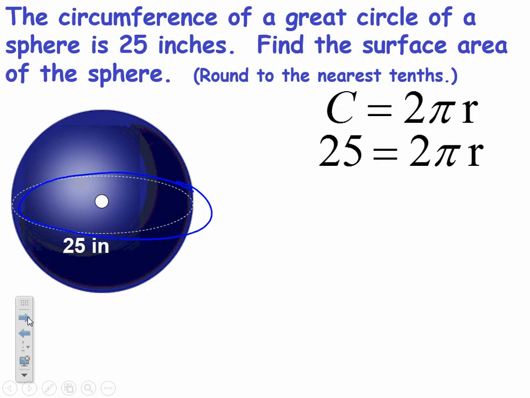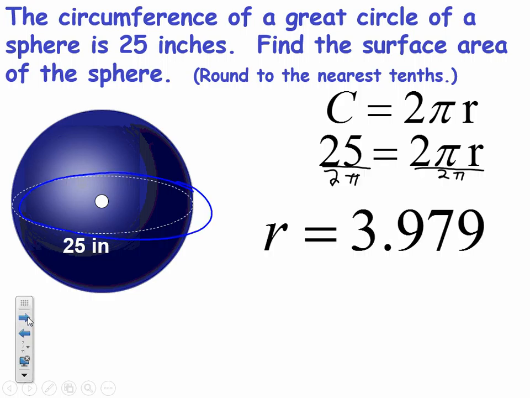Now see what we're about to do? To try to find that r, we can just divide by 2 and pi, and that would leave the r by itself, and we would find out that the radius is 3.979. So if I know the radius, then I just use that surface area formula. But on this one, I didn't know the radius, so I had to use what I was given to find it.